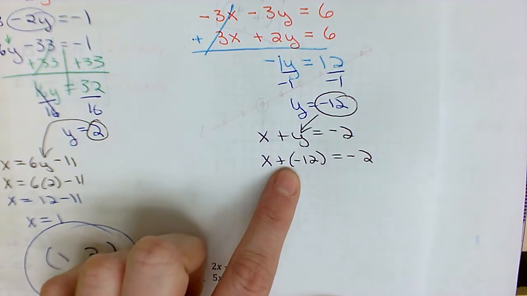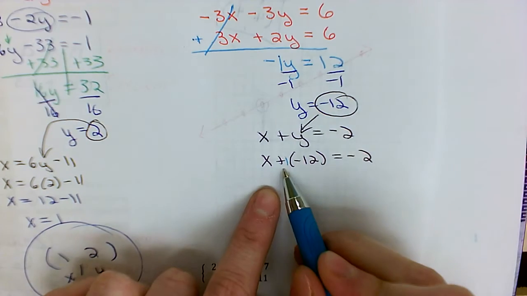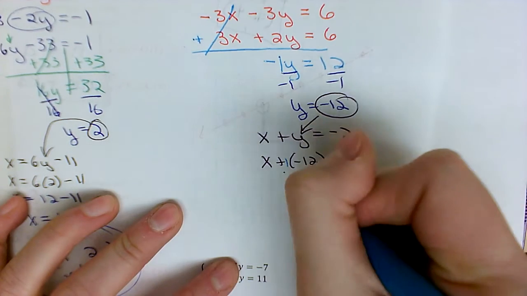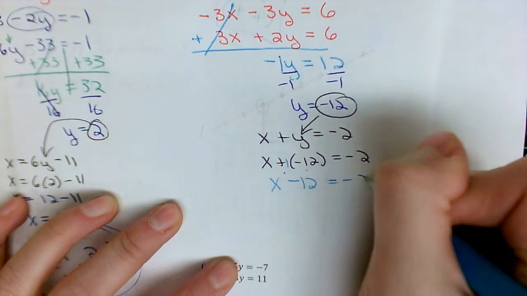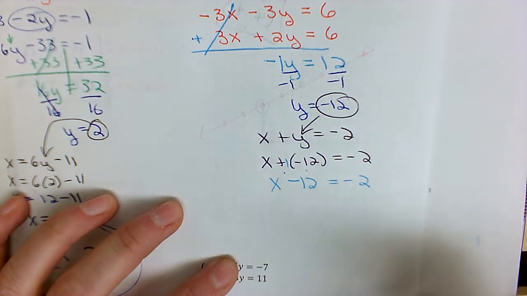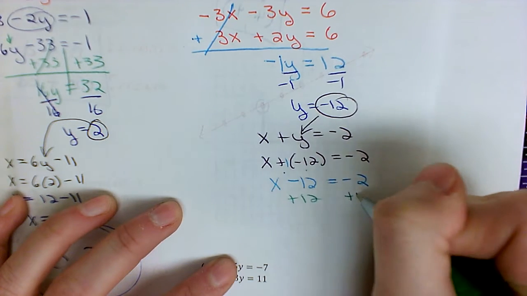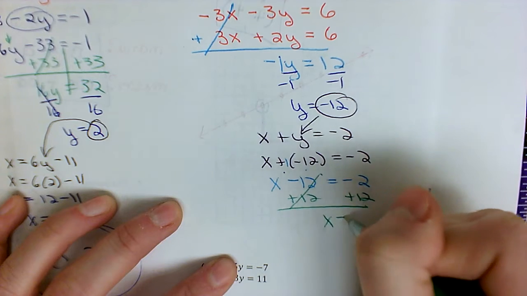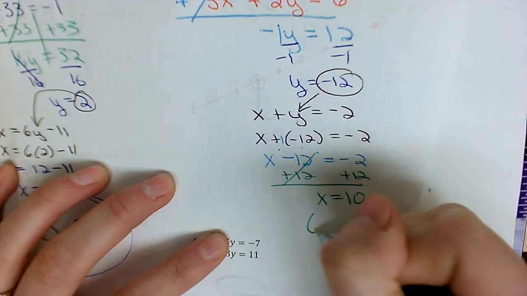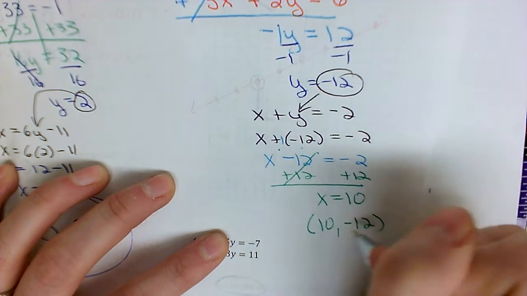And when you have this situation going on, it's like saying positive 1 times a negative 12. Well, it's still negative 12. Okay. So my last step would be to add 12 to both sides, which ends up giving me x equals a positive 10. So my answer here is 10, negative 12. All right.